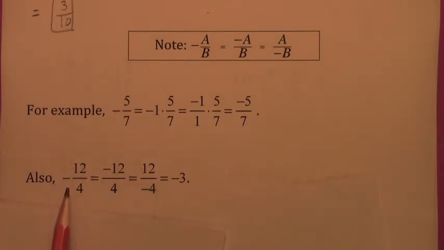Whatever you do, do not put the negative on both of them. If it's on both, what would negative 12 over negative 4 be? Wouldn't that be positive 3? So don't do that.